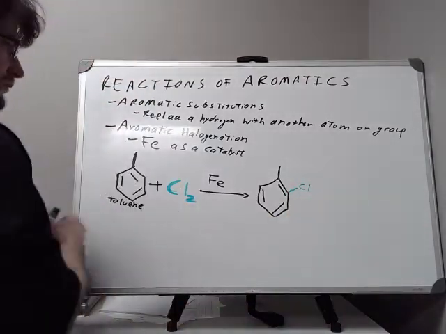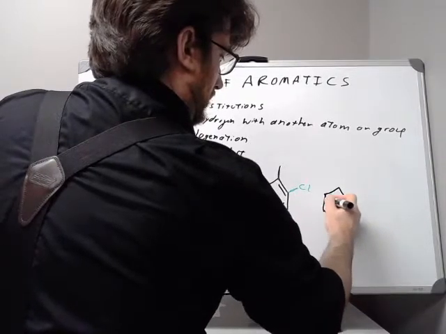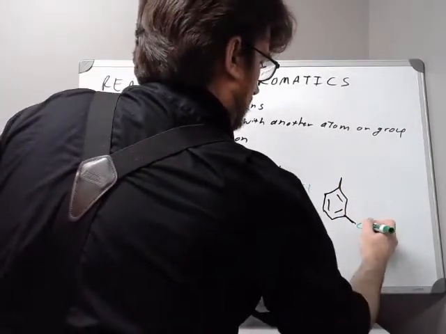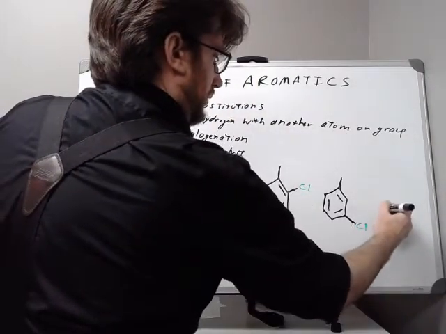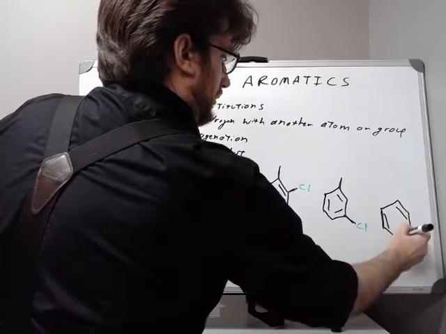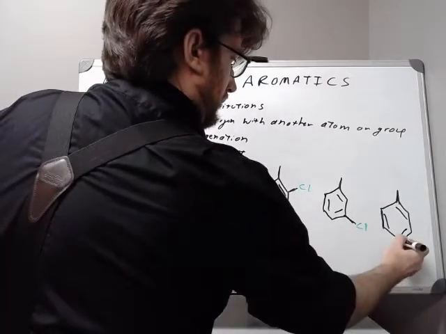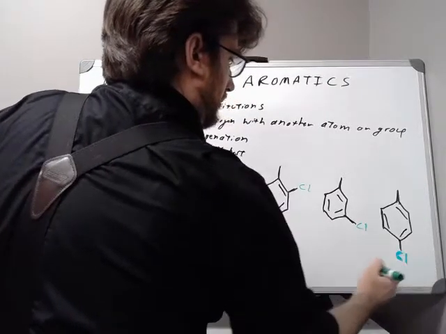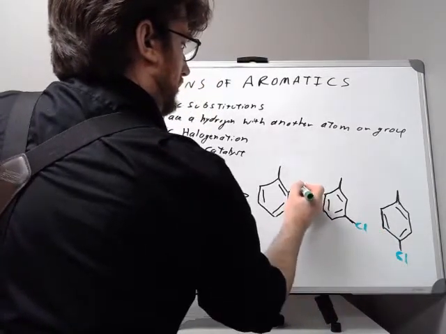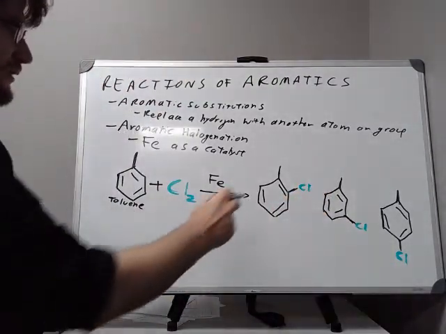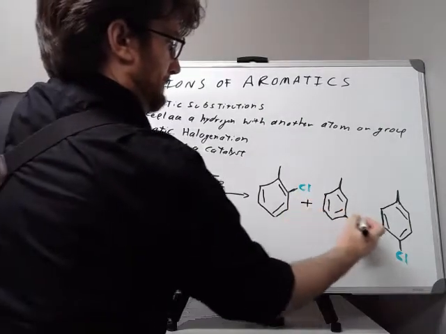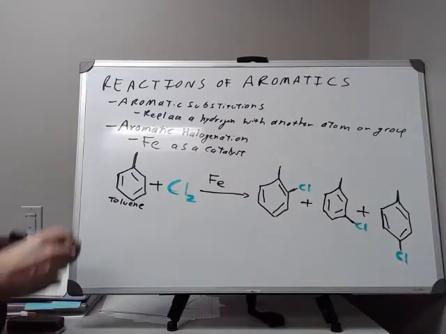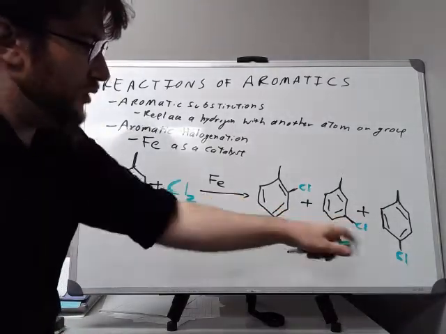here, or here, or down here. And so there are three possible products that can be formed by this reaction. They won't be formed in equal amounts, but we won't discuss why we get certain ones over others.